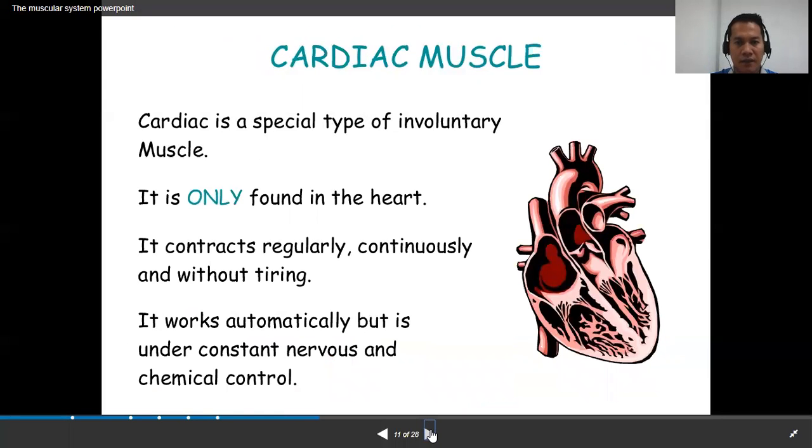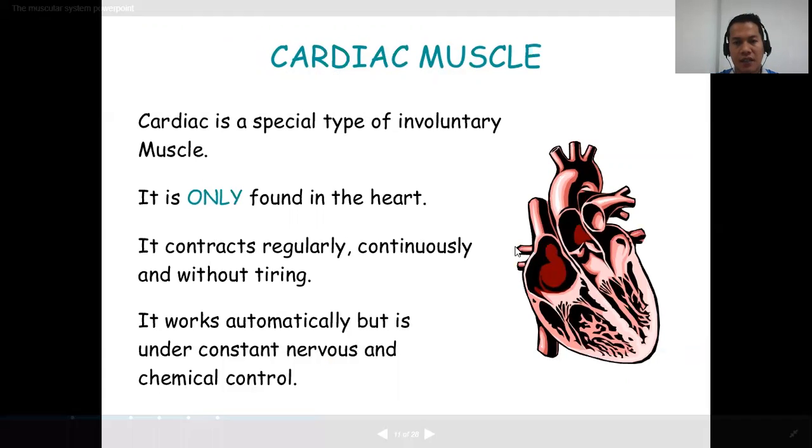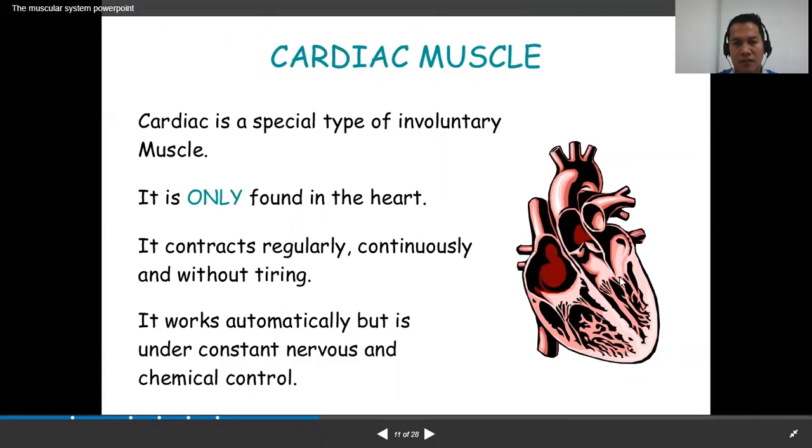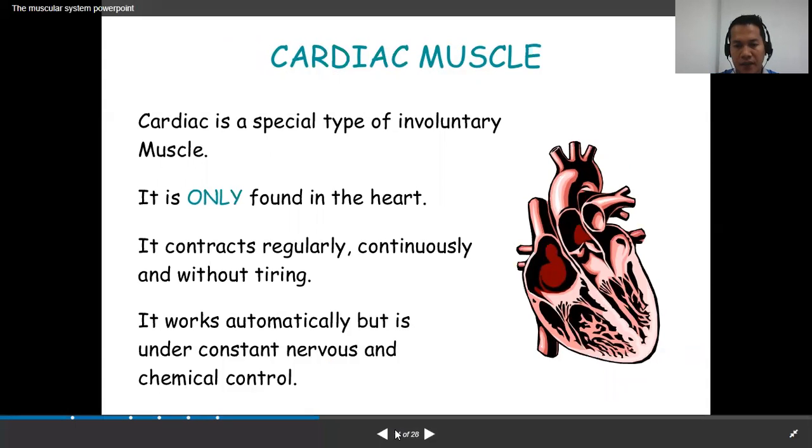Cardiac muscle. Okay, the third type is the cardiac muscle. They are also involuntary. Just like what I said, they are controlled by the brain. It is only found in the heart. So this kind of muscle can be found only in the muscle of the heart.